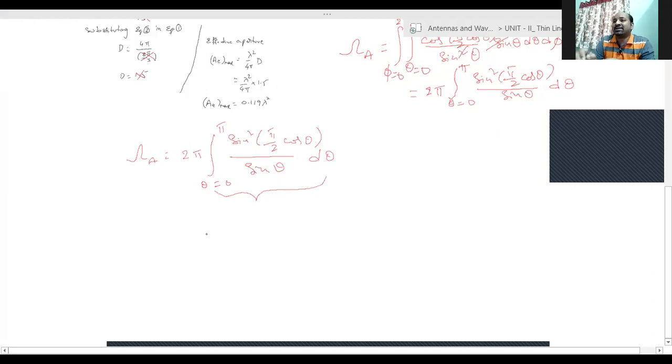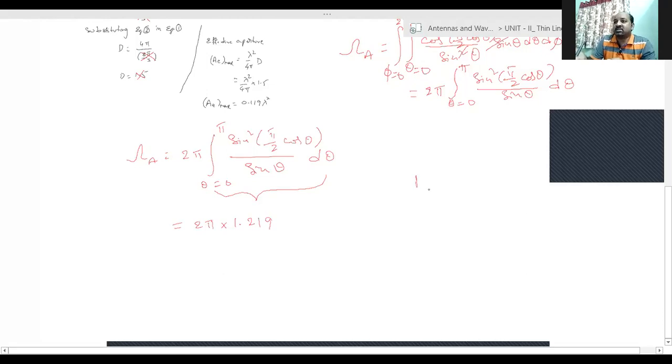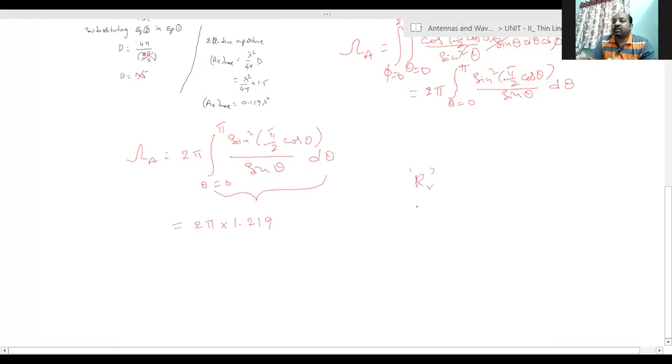Integrating with respect to theta, substitute the limits and simplify, you will get 2 pi into 1.219. Earlier, while discussing the radiation resistance of a half wave dipole, I have given this value, which is 1.219, the same value I have written here. And if you simplify this, what will we get?